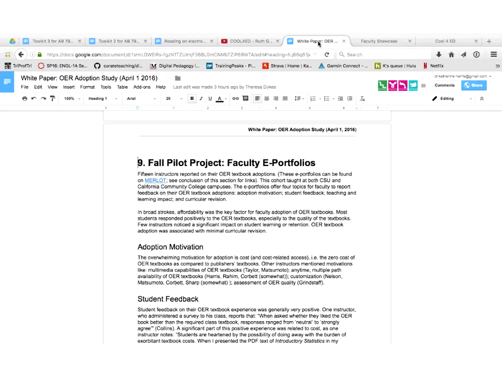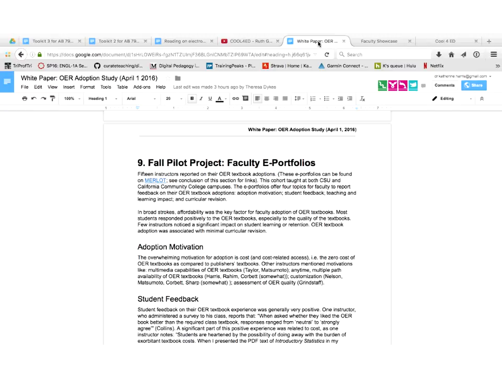Many of the faculty only adopted a chapter, so they wouldn't have to increase their workload too much for this particular semester. What they write about in their portfolios is the time spent, and this is also captured in the exit survey, and what happened with the students. A couple of faculty also surveyed their students on quizzes. So they had a quiz with the regular textbook and a quiz with the e-textbook or the OER textbook.